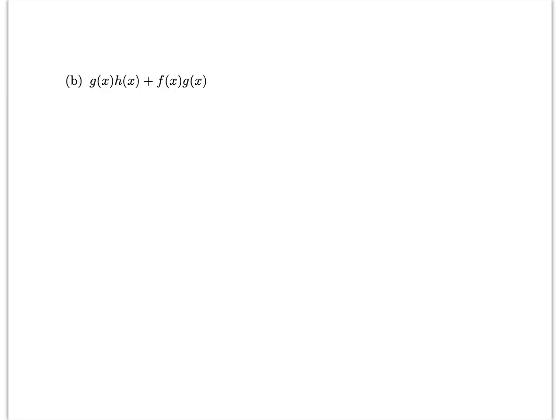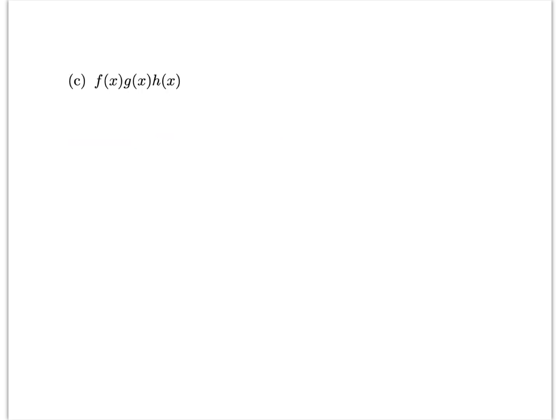Now I've got a couple of product rules. g times h plus f times g. So the derivative here is going to be the derivative of the first times the second plus the first times the derivative of the second. And then I have to do that for this product and this product. So first, the derivative of the first times the second plus the first times the derivative of the second.